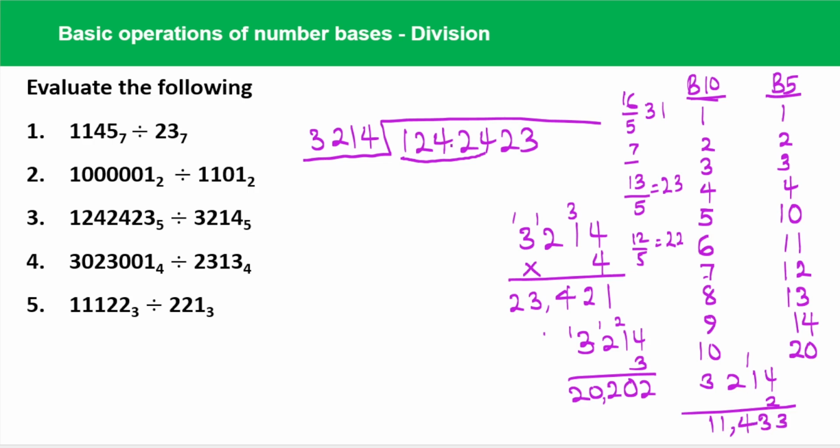And here we have 1, 2, 4, 2, 4. So 3, 2, 1, 4 will go in this number conveniently 2 times. So these two now multiply, this 2 times 3, 2, 1, 4. That will give us 1, 1, 4, 3, 3. Now we minus to get our remainder.